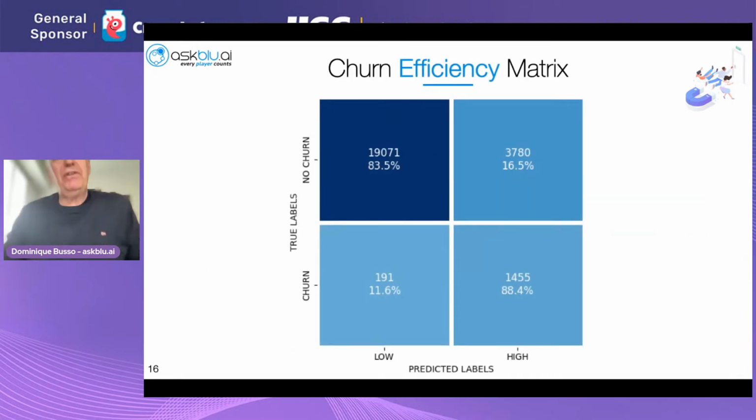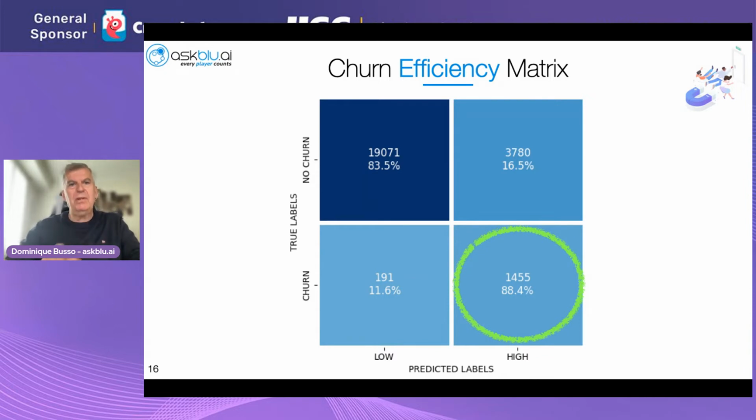So let's talk about the efficiency matrix. It's very easy here. Here you can see, for instance, for this game, so that's a real efficiency matrix on a real game, a very good efficiency matrix. As you can see, the prediction was high for 88% of the players that actually churned, which is a very good percentage. And what we call the false positives: the prediction was also high for 60% of players that did not churn.